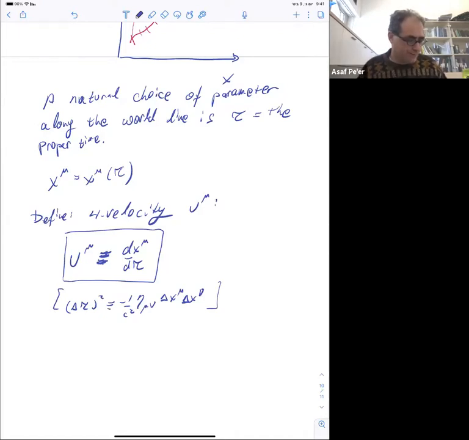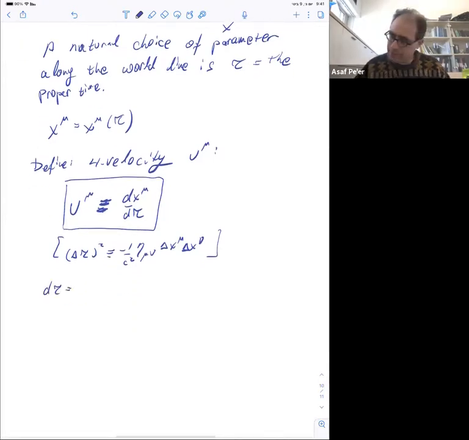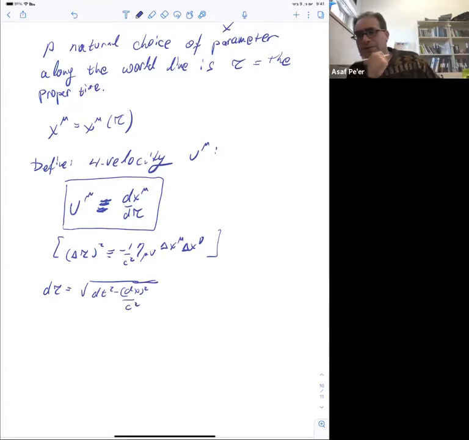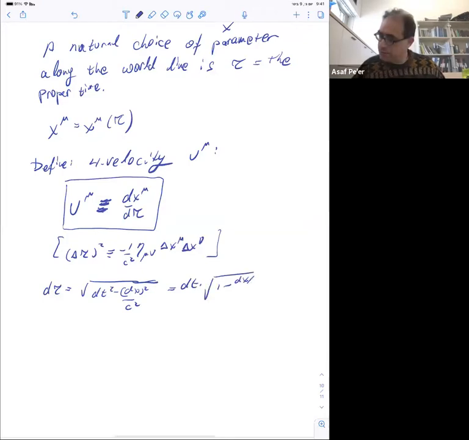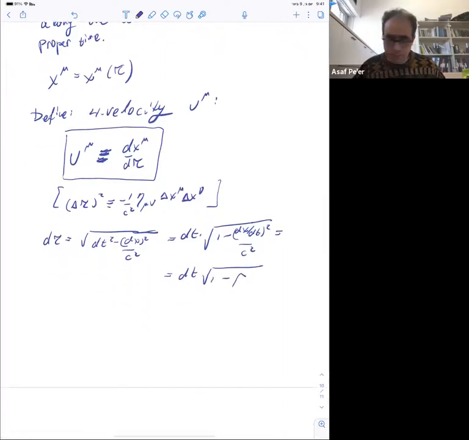So we can write it down as tau, just the square root of dt squared minus dx squared over c squared. I don't really have to keep the c, because at this stage most textbooks will just put c equal to 1. So it's just dt times the square root of 1 minus dx over dt squared over c squared. So it's just dt times the square root of 1 minus beta squared.